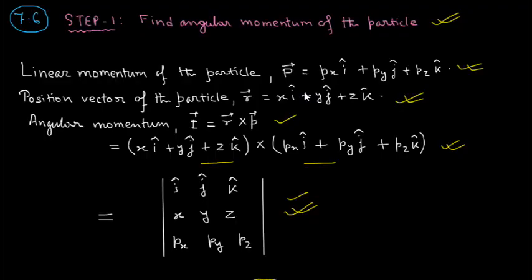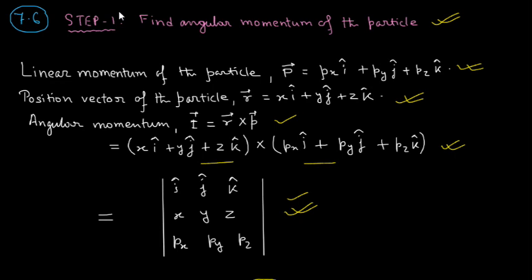So this problem can be solved in two steps. Step 1 is to find the angular momentum of the particle, and the second step is to put the value of linear momentum and the position vector in xy plane. The first part, step 1, find the angular momentum of the particle.